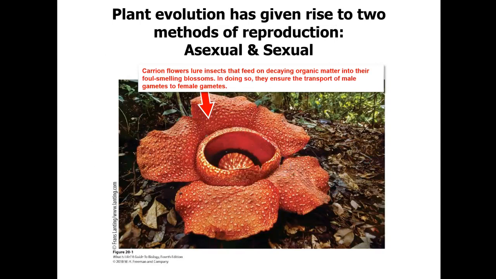So looking here, plant evolution has given us two methods of reproduction for plants. We have both the asexual reproduction that we look at and the sexual reproduction that we look at.